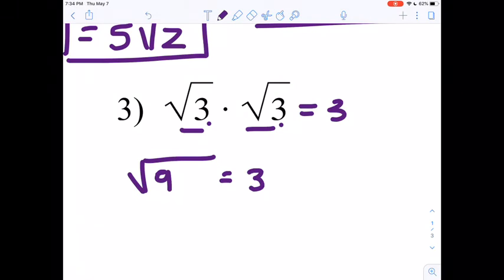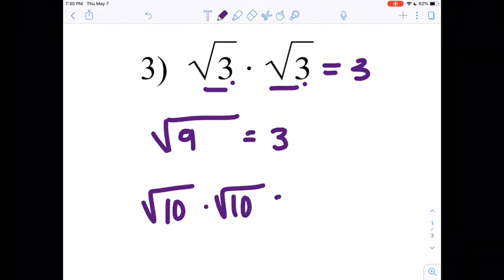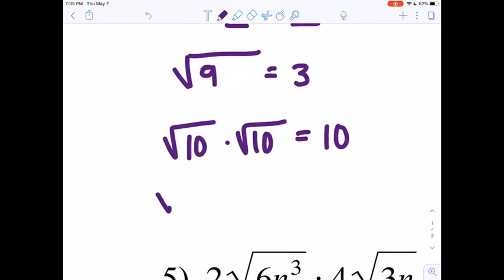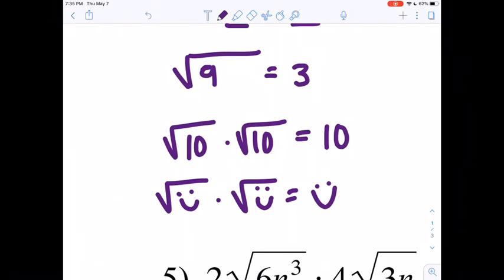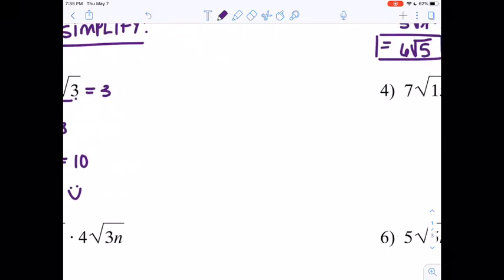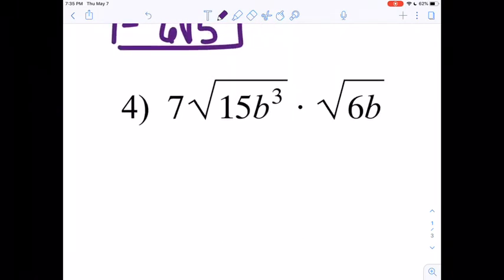That's 3. So if you remember this trick, you could jump straight to the shortcut and you don't have to simplify, right? So the square root of 3 times the square root of 3, that's 3. I could do the square root of 10 times the square root of 10, that's equal to 10. I could do the square root of a smiley face times the square root of a smiley face, that's going to be a smiley face. So any square root times itself is going to be whatever's on the inside, and the square root is going to go away. I could do the square root of Miss P times the square root of Miss P, and the answer is going to be Miss P. Okay, so those little tricks will pop up later on in the lesson, and I'll show you the shortcut there.